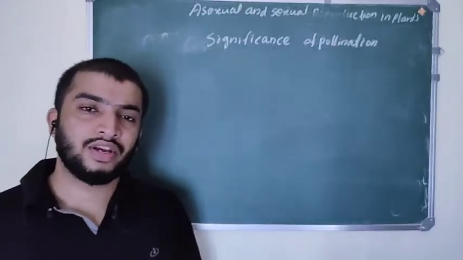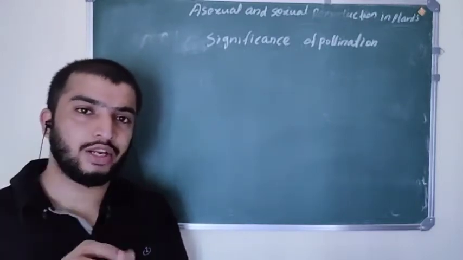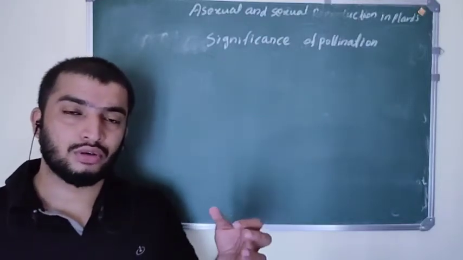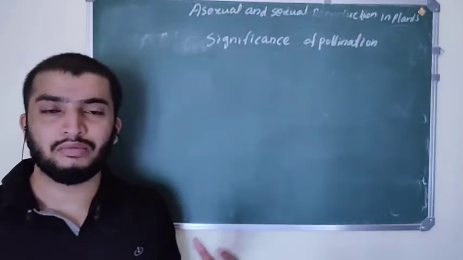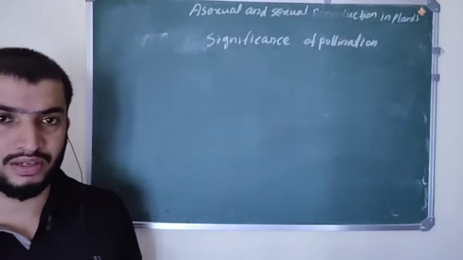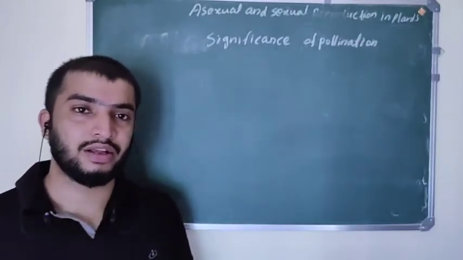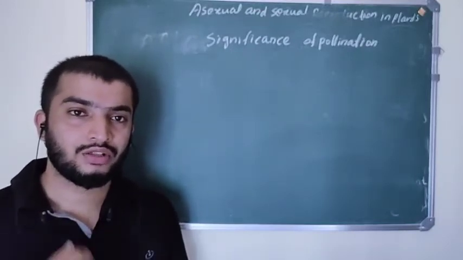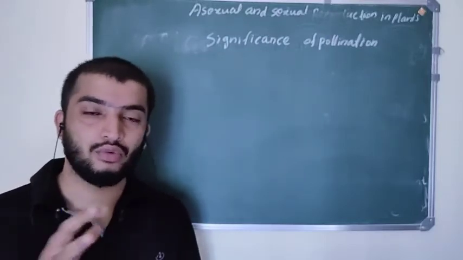What is the significance of pollination? We already discussed that pollination is very important for fertilization. Fertilization means fusion of male and female gametes. That means pollen grains bear the male gamete, and inside the ovule, inside the ovary, the female gamete is present. So this fusion of male and female gametes should take place, and only then do seed formation and fruit formation take place. So pollination is very important for the formation of seeds and fruits.